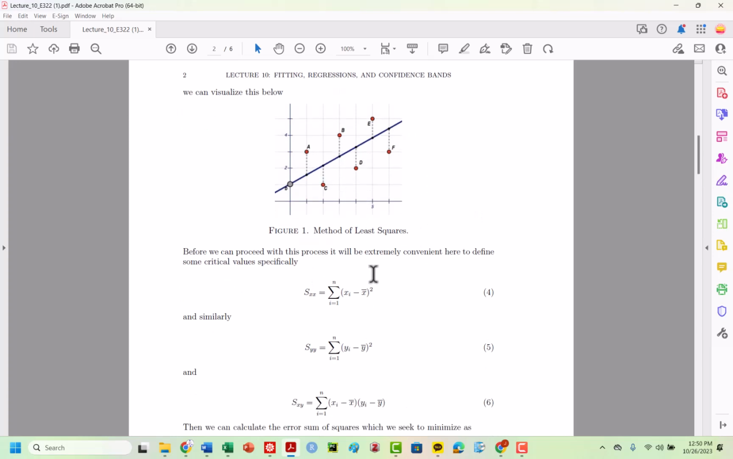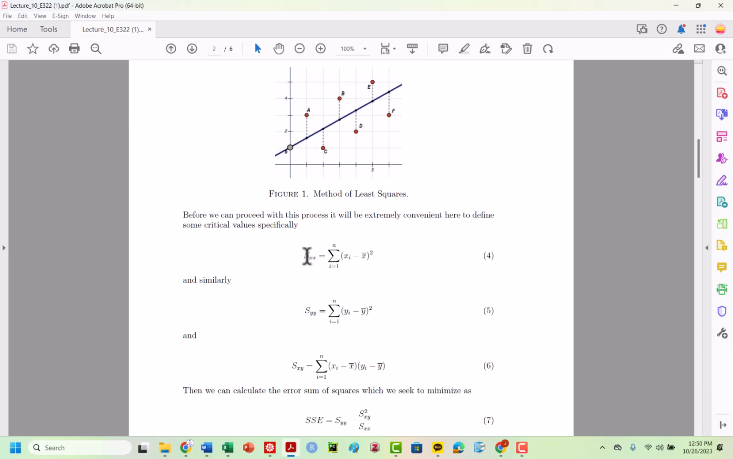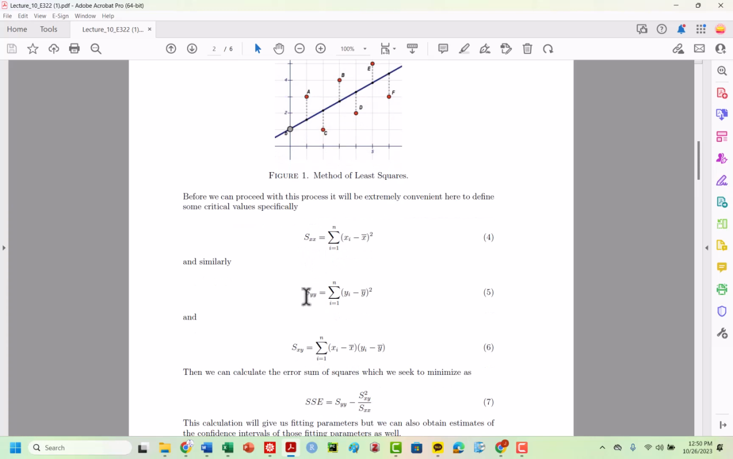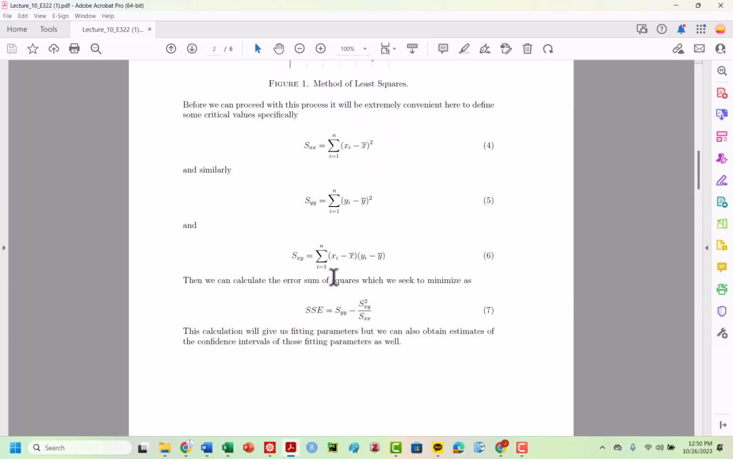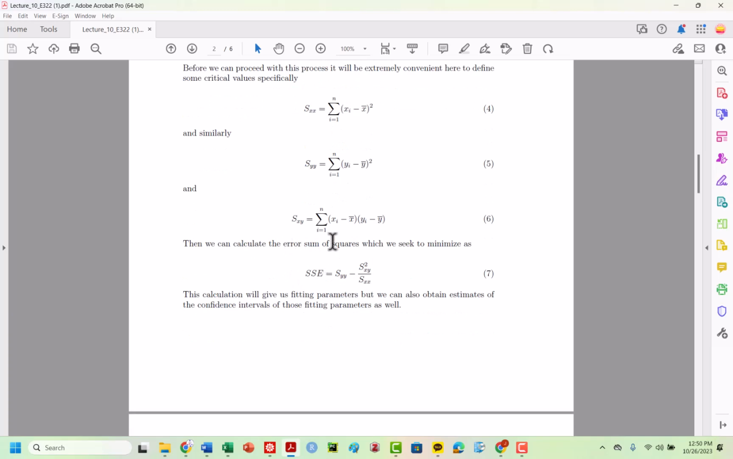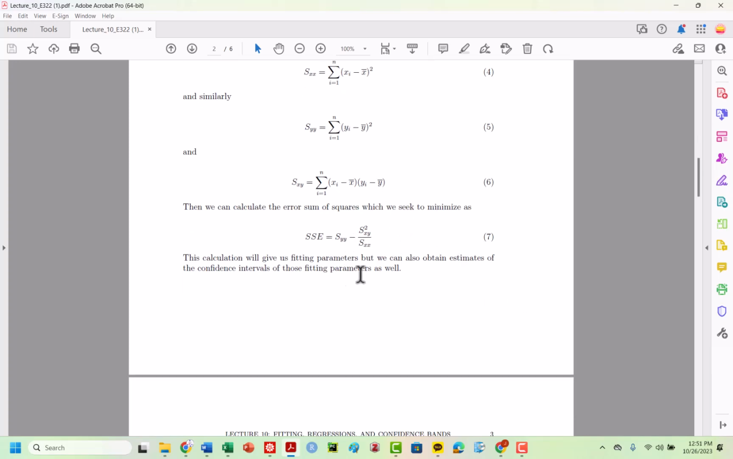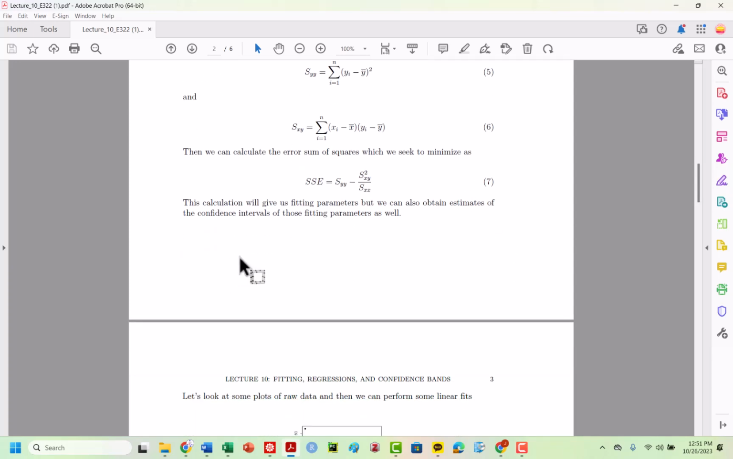and you would fit your curve as such. So you can define some critical values: the sum of squares in x, the sum of squares in y, same idea, and the sum of squares in xy. And so we can calculate the error sum of squares, which we're trying to minimize, described here. This calculation will give us those fitting parameters, and we can also obtain estimates of the confidence intervals for those fitting parameters as well.